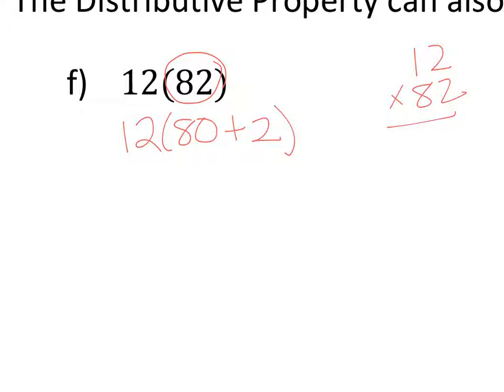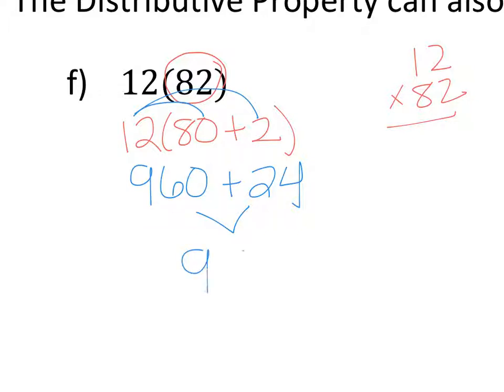So when we distribute 12 times 80, it's really 12 times 8 and add a 0 to the end. So 12 times 8 is 96, and let's go ahead and add a 0. So 960. Now we do 12 times 2, which I know is 24. And I can add this very easily in my head as well. 960 plus 24 is 984.